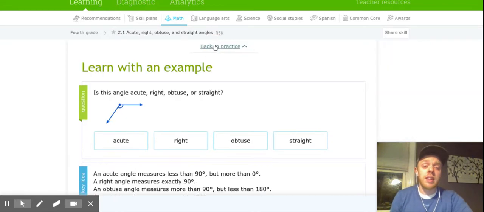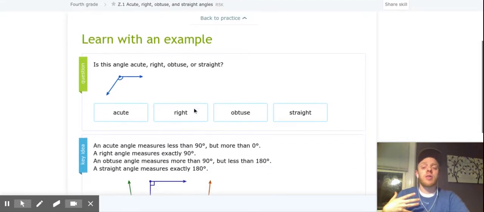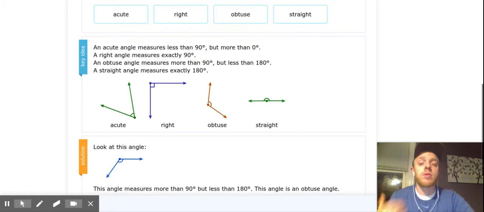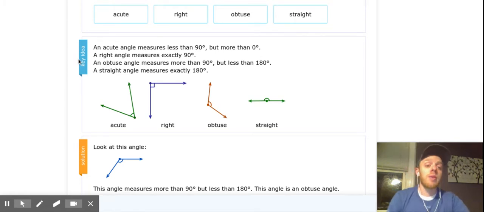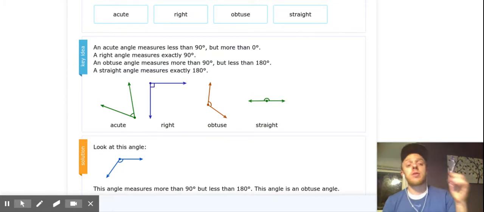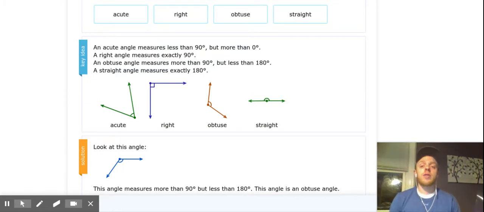Now, hopefully, this is a skill that you remember, but if you don't, I really want you to focus on this right here. This is our key idea. I would even encourage you, find something to write on, find something to write with, and jot yourself some notes. All you have to really write is acute, right, obtuse, straight, and then just draw a little arrow and say acute angles measure less than 90 degrees.